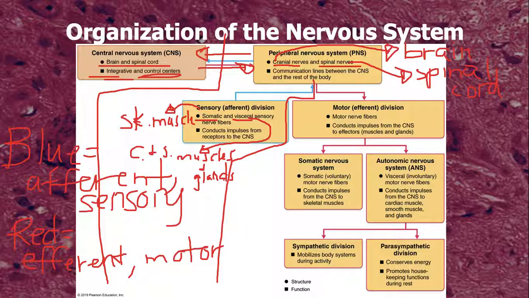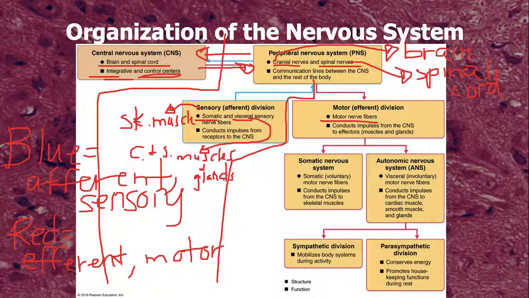Then we have the efferent or motor division. That includes motor nerve fibers. Those motor nerve fibers are going to conduct impulses from the central nervous system to the effectors, which are the muscles and glands. Okay. With me still? Now, yeah, this one's supposed to be skeletal muscle. This one's cardiac and smooth.